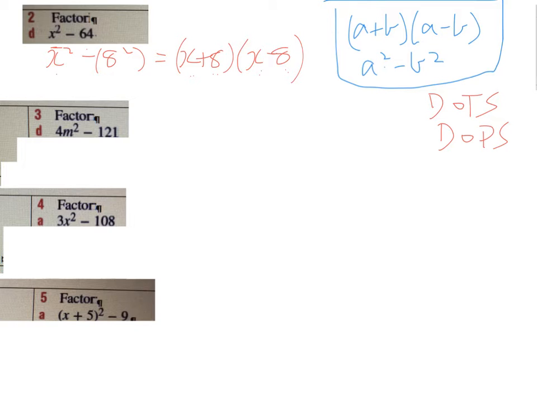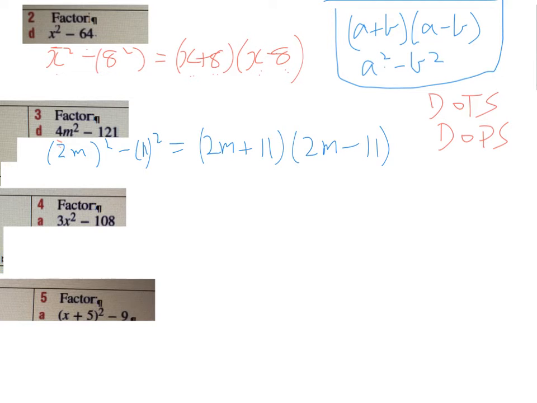Sometimes you've got coefficients in front of them. So you've got to ask yourself, what do I do? If you can take the square root of this coefficient, then that's what you do. If you can't, you take it as a common factor. So here in this example, we should know that the square root of 4 is 2. So we can rewrite this as 2m all squared minus 121, which is 11 squared. So now, once again, this will become 2m plus 11, 2m minus 11.